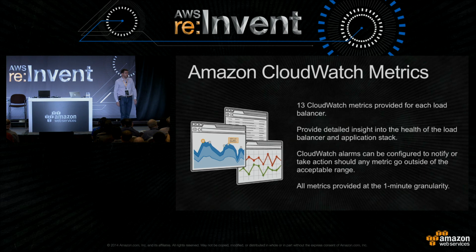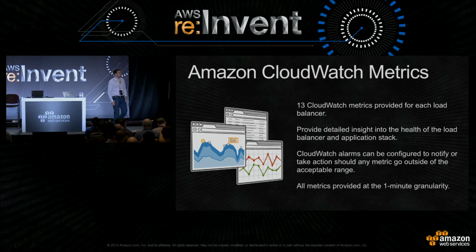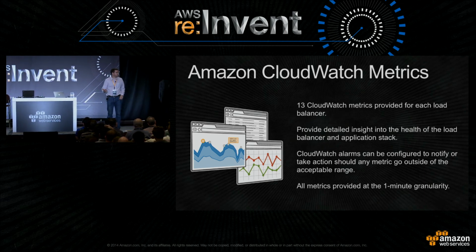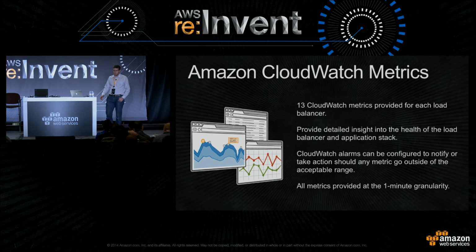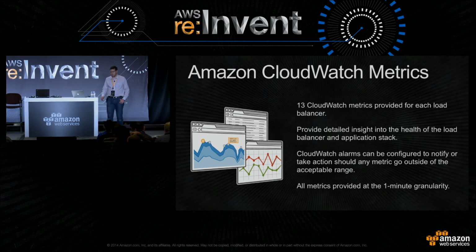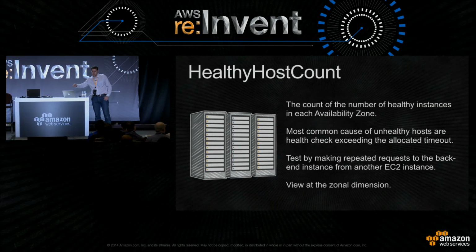It provides 13 different metrics for the load balancer, and it's a lot of good insight into how your application's doing. We provide them via CloudWatch, and many CloudWatch metrics are 5 minutes by default, and you can opt into 1 minute. With ELB, it's actually 1 minute by default all the time. So all of the metrics are provided at the 1 minute granularity. I'm just going to go through a few of them here.